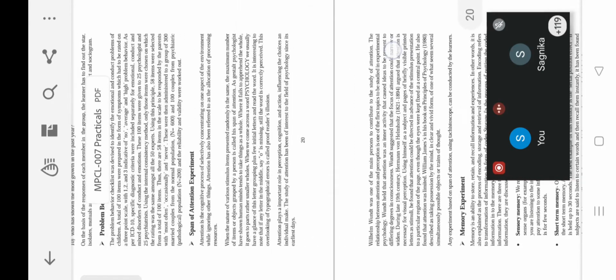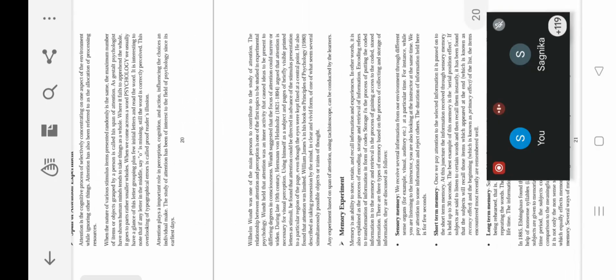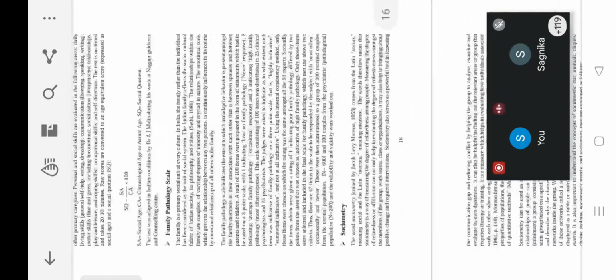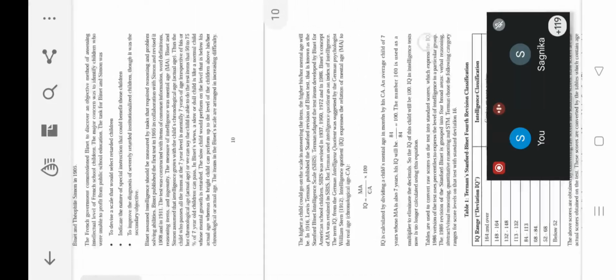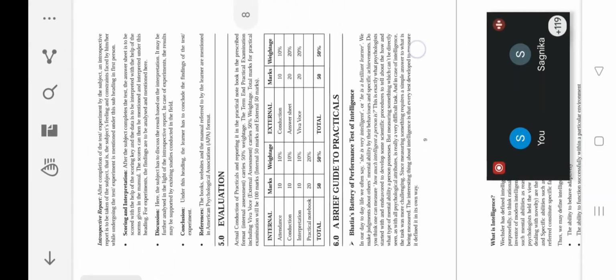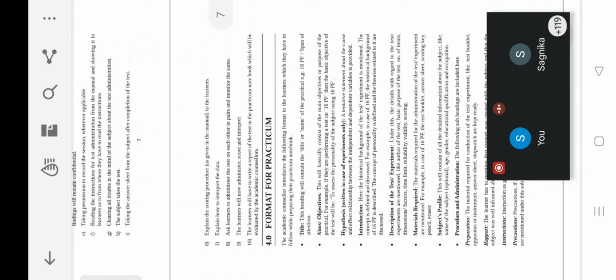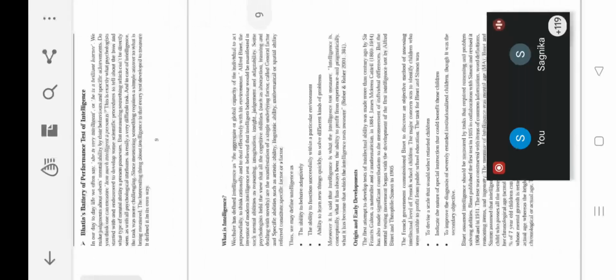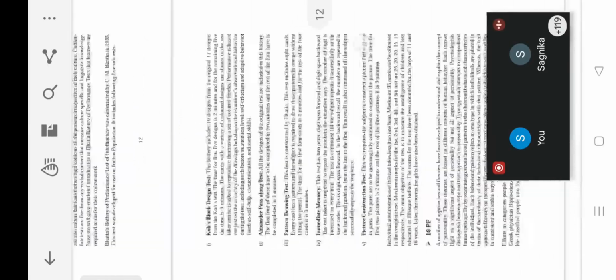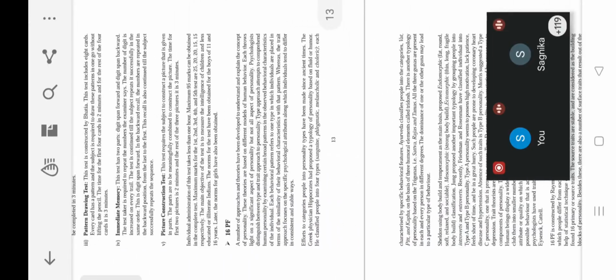Memory experiment, span of attention experiment, memory experiment. See, it started off with, you have many more experiments to do, many more practicals to do. A brief guide to practicals, it is there, a format of the practicum. 16 PF.